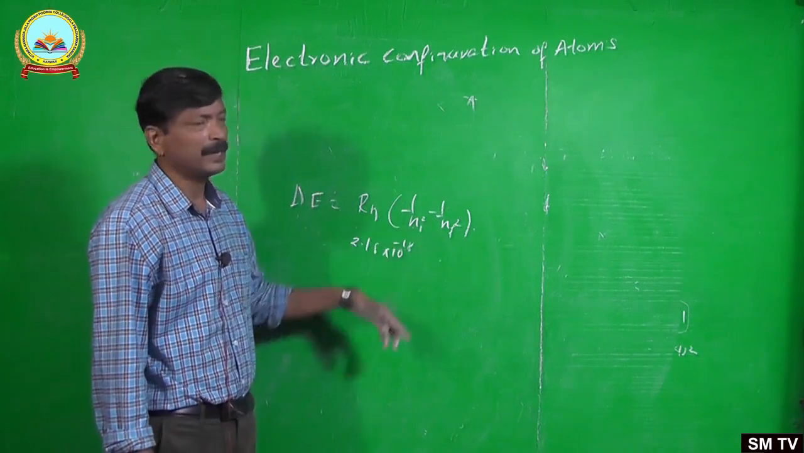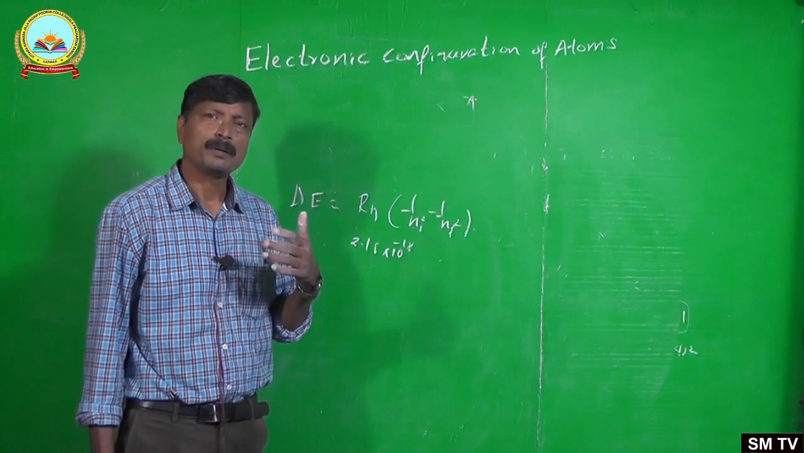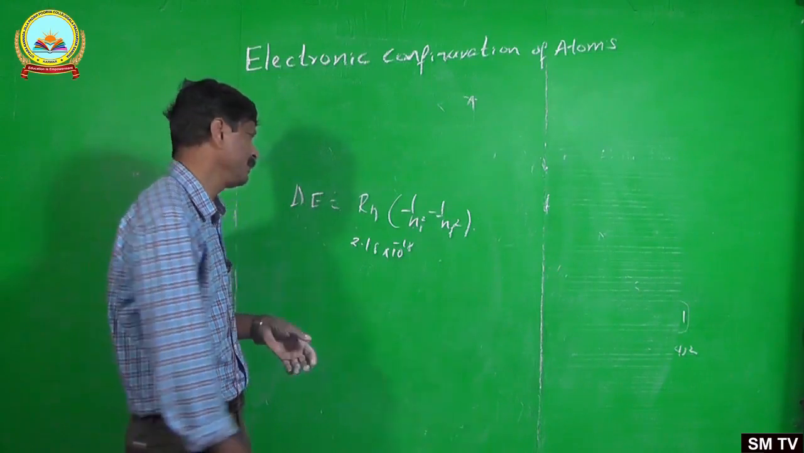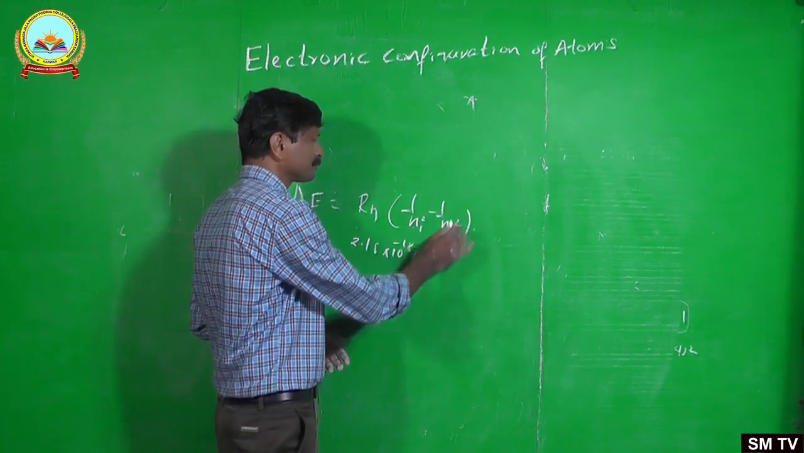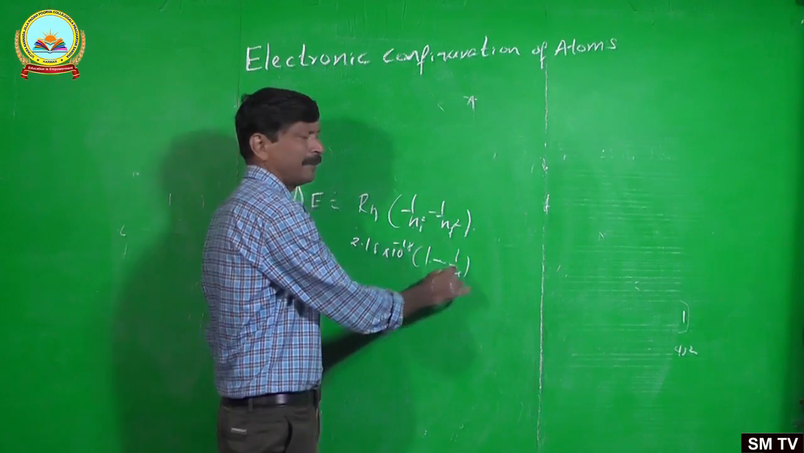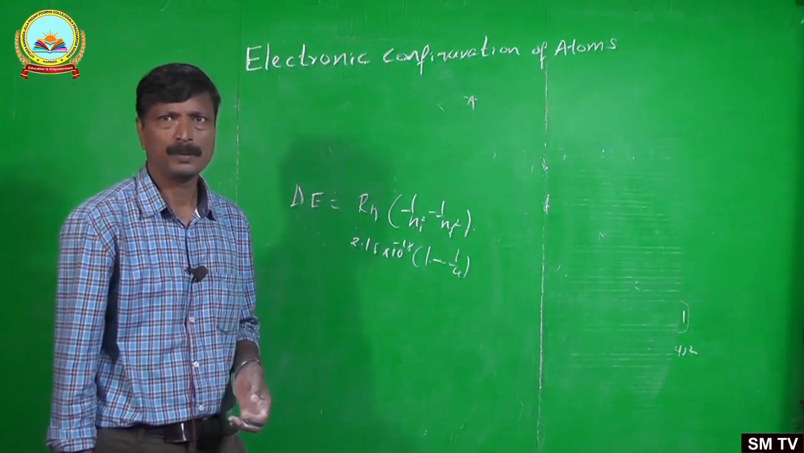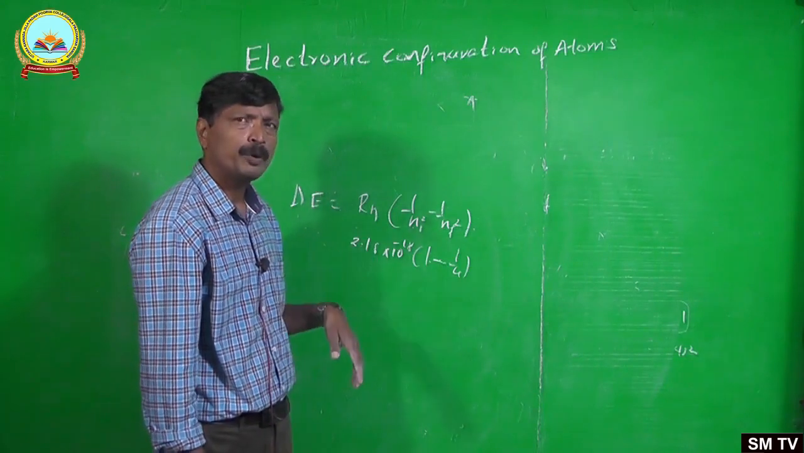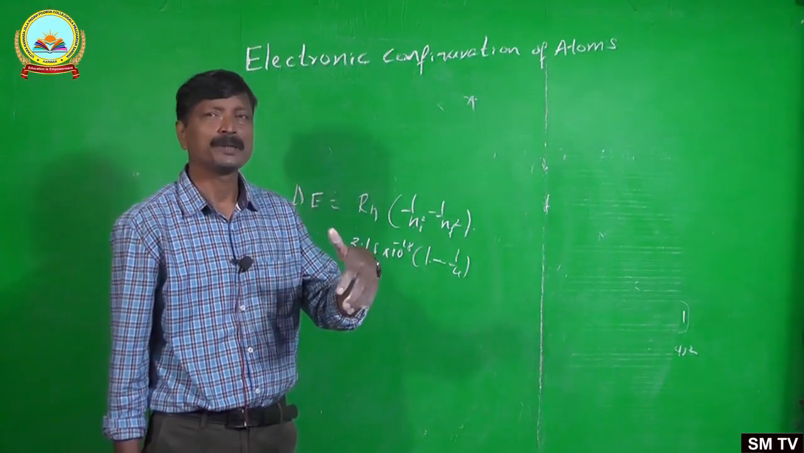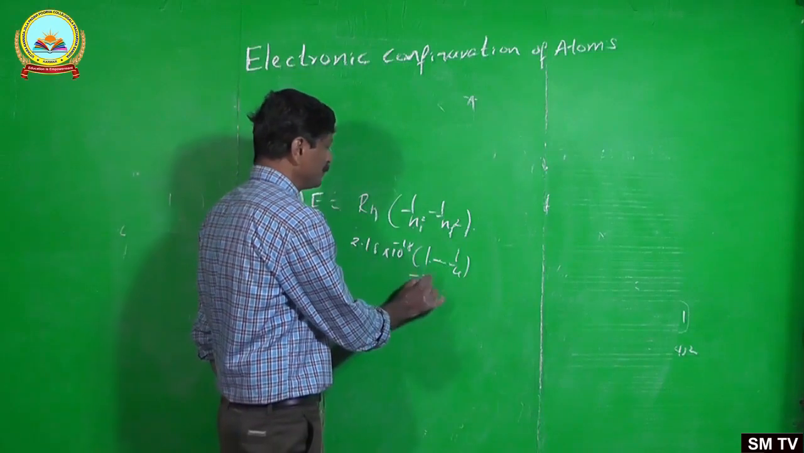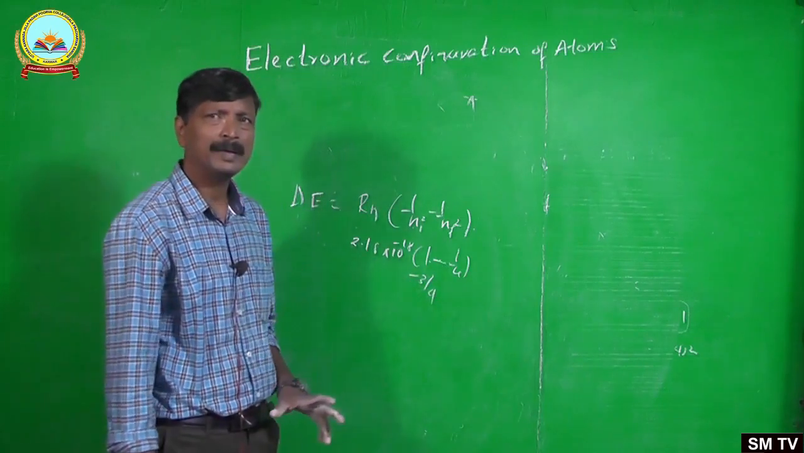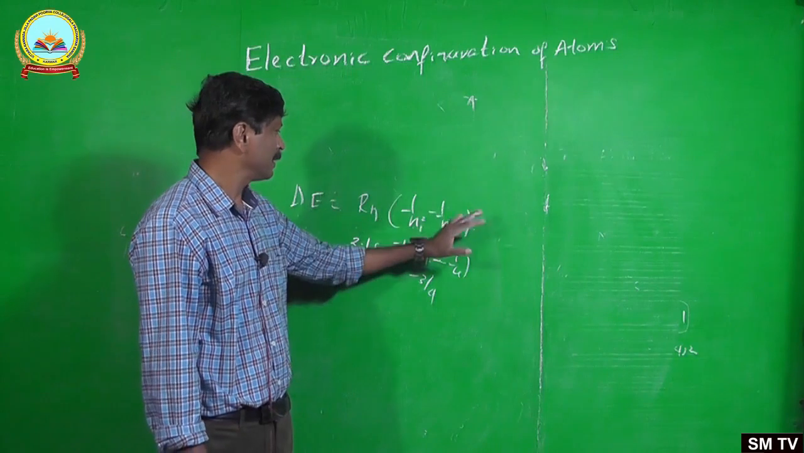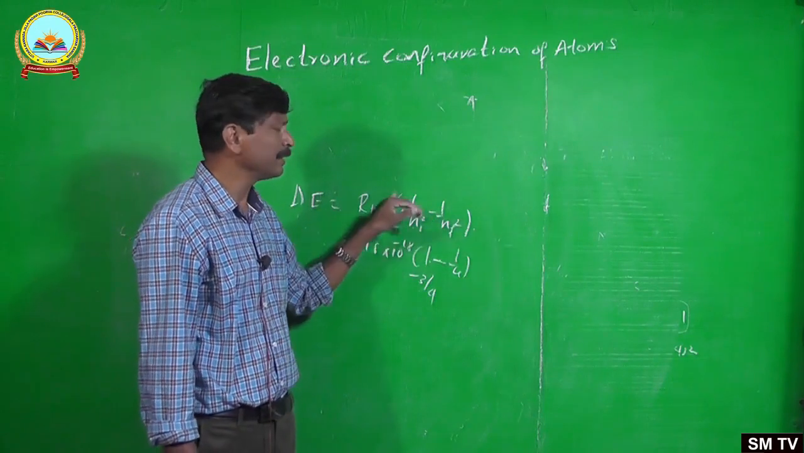So, suppose electron is moved from the first to second, that means first to second, 1 minus 1 by 4, 3 by 4 of this RH value. So similarly, if it is moved from second to first, minus 3 by 4 of this one. That's all. Only you have to take, first you have to calculate this value.